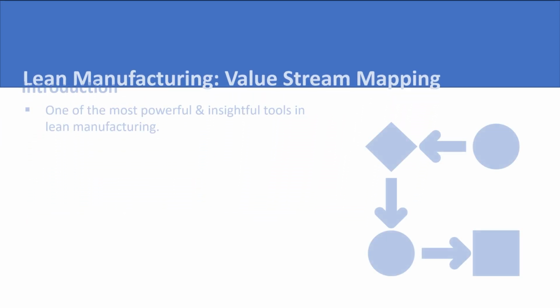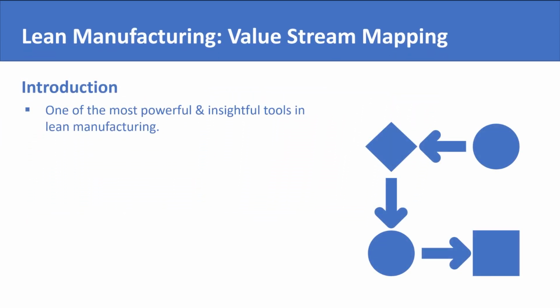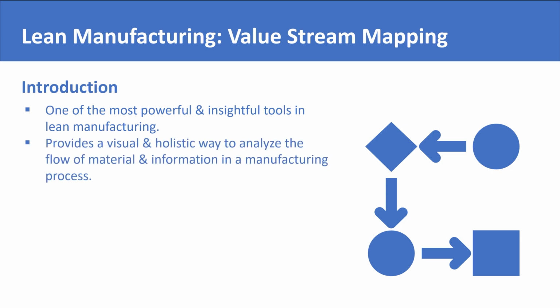Value stream mapping is one of the most powerful and insightful tools in the lean manufacturing toolkit. Born from the Toyota production system, it provides a visual and holistic way to analyze the flow of materials and information required to bring a product or service from raw materials to the customer.